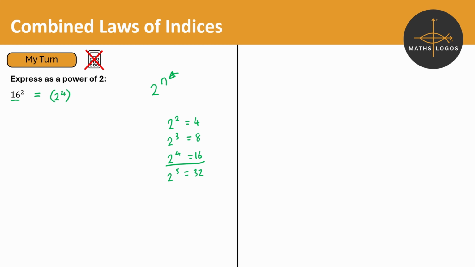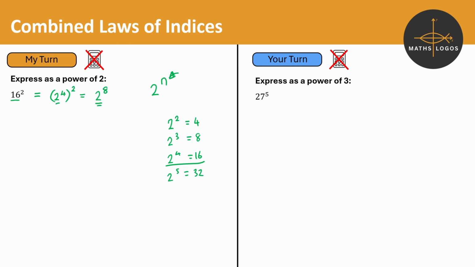So I'll pop that in a bracket, that's my 16, and I'm squaring it. Then all I do is apply the law where if I'm raising a power to another power, I multiply the powers together. So I'll do 4 multiplied by 2 to give me 8. This is 2 to the power of 8. Just make sure you always keep the base the same. So I don't want to change the base at this point. The base is 2. Pause the video and give this question a go.